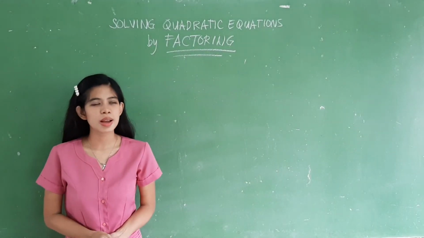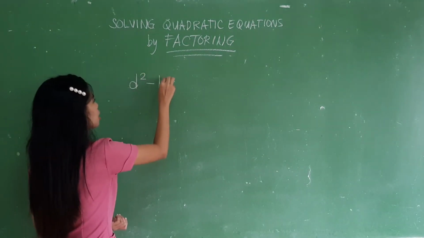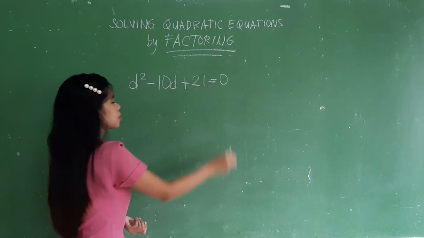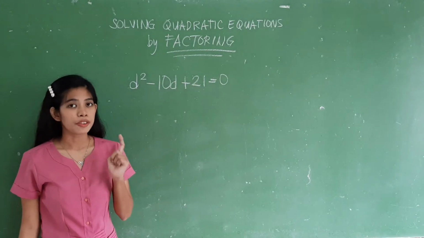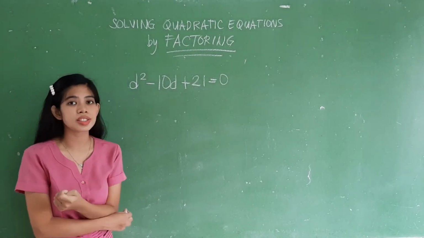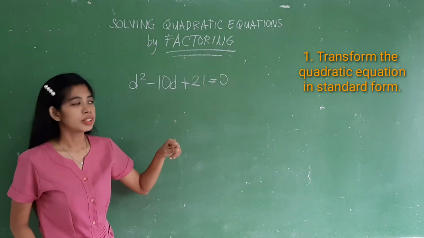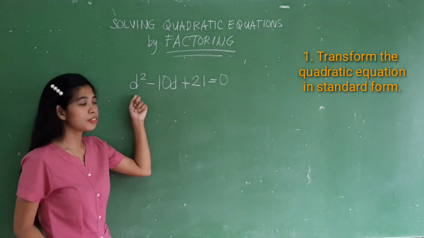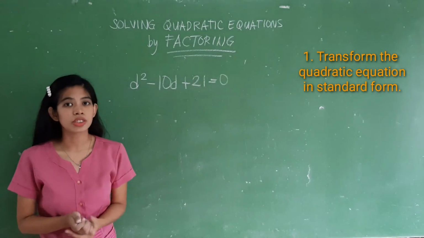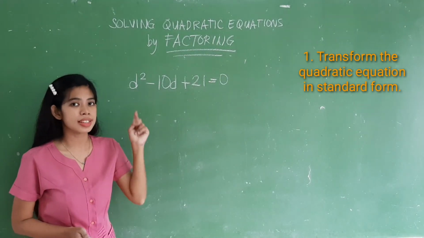Let us have this example. Suppose you were given d squared minus 10d plus 21 equals 0. The first step is to identify if the given quadratic equation is written in standard form. And yes, it is already given in standard form. Meaning, the quadratic term comes first, followed by the linear term, then the constant term. Now, the second step is to factor this out.